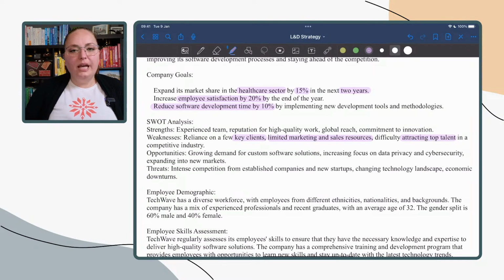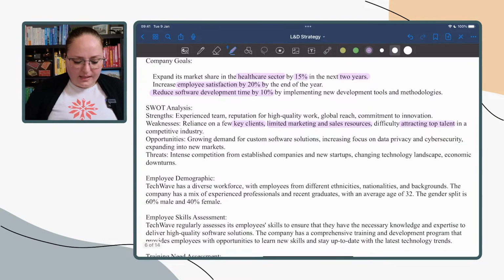But what the implication for learning and development is that potentially you will be working with a small budget. All right, opportunities: growing demand for custom software solutions. This is good. Increasing focus on data privacy, cybersecurity, expanding into new markets. Good stuff for us to know. So something for us to keep in mind there.